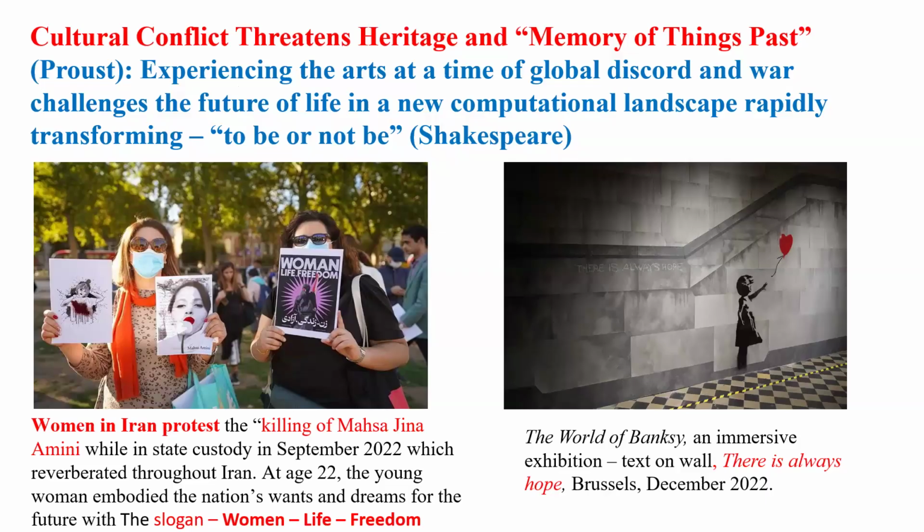So here we come to a couple of examples from Cultural Conflict, Threatens Heritage and Memory of Things Past, Proust. Experiencing the arts at a time of global discord and war challenges the future of life in a new computational landscape, rapidly transforming, to be or not to be. Shakespeare, of course. And here we see this picture with women holding signs. Women in Iran protest the killing of Mahsa Amini. It was big. This uprising is very recent.